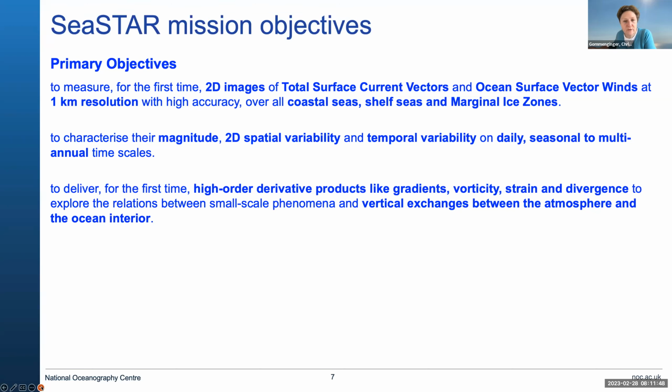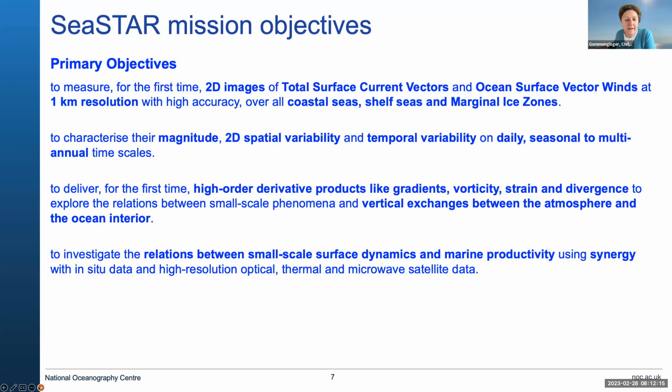As the derived products from those total surface current vectors and ocean surface vector wind fields, we want to derive higher order derivative products like gradients, vorticity, divergence, and so on, in order to investigate that relationship between small scale phenomena and vertical exchanges between the atmosphere and the ocean interior. Linked to this is the relationship between those small-scale dynamics and marine productivity, using, for example, synergy between the data from SEASTAR and what we see in high-resolution satellite images, particularly of algae blooms, but also SST and other microwave data.